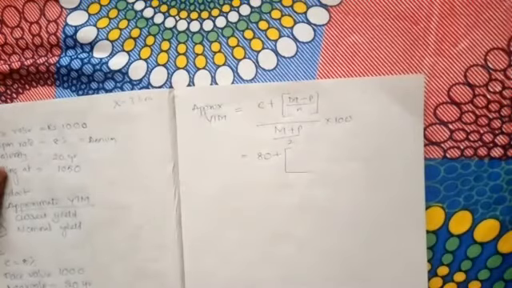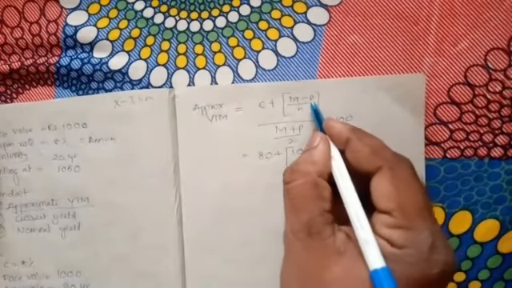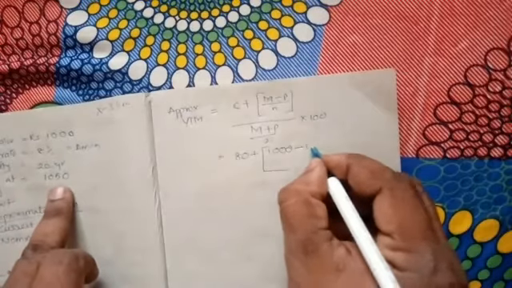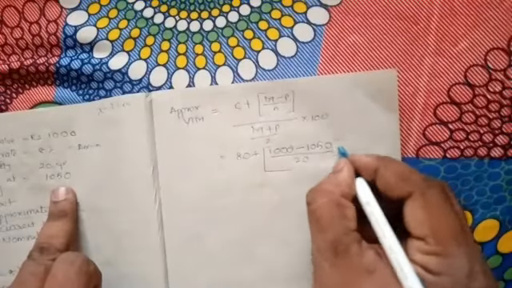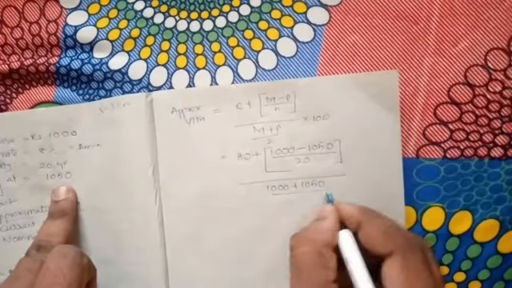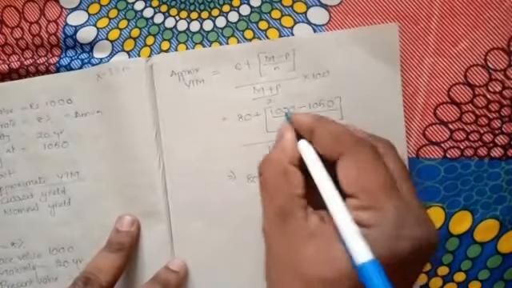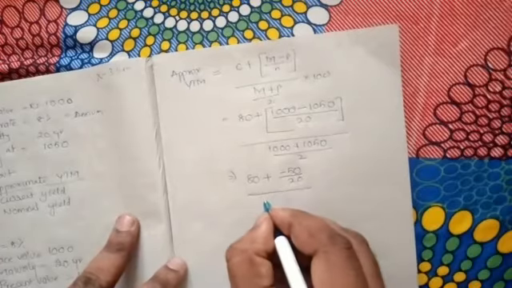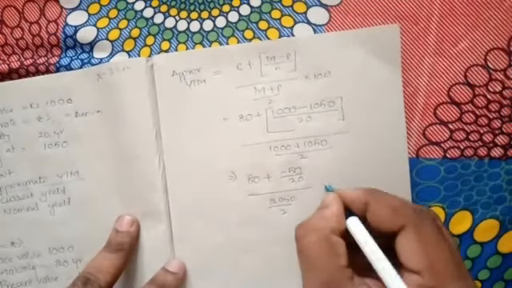What is the M? M is the face value, that is 1000. And what is the P? P is the present value of the bond. At what rate is he selling? He is selling at 1050. Divided by N, what is the N we have? 20 years. Whole divided by 1000 plus 1050 divided by 2. Now, when you simplify that, you will get 80 plus 1000 minus 1050, which is minus 50, divided by 20, whole divided by 1000 plus 1050, which is 2050, divided by 2, into 100.